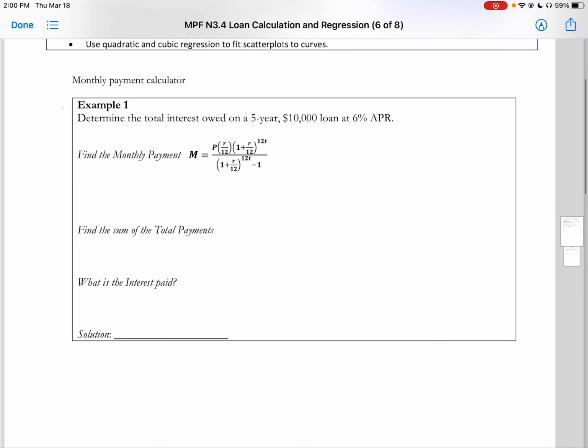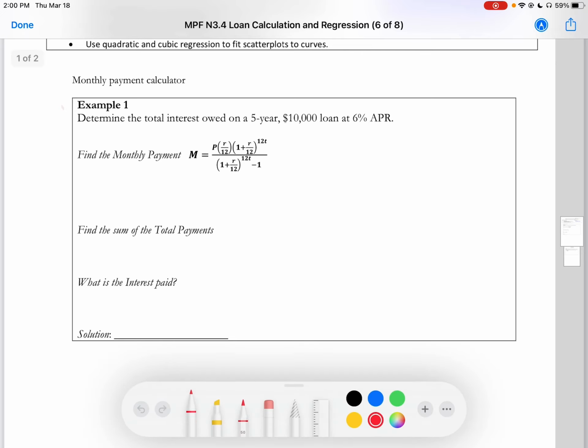This first one is an example just like what we've been doing the past couple of days. We're going to use this monthly payment formula that we've used the past couple of days to find the monthly payment on this loan, the sum of the total payments, and the interest paid. I'm going to go through this kind of fast because we've already gotten practice on it. So if you have a 5-year, $10,000 loan, 6% interest.